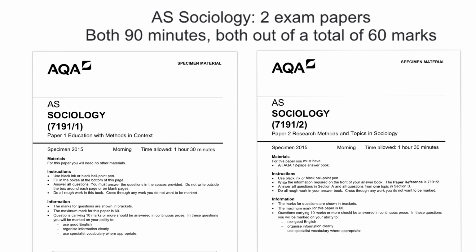AS Sociology is assessed via 2 exam papers. Both are 90 minutes and both are out of a total of 60 marks. Paper 1 consists of education with methods in context, and paper 2 consists of research methods and one topic within sociology. And if you're one of my students, you'll be doing families and households as your topic for paper 2.